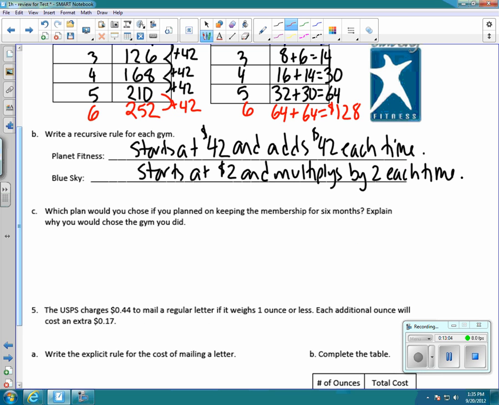So which one would you choose if you were going to keep it for just 6 months? I would say that I'm going to keep the Blue Sky because that's the cheapest one for these 6 months. So I'd say Blue Sky because it is cheaper for the 6 months.